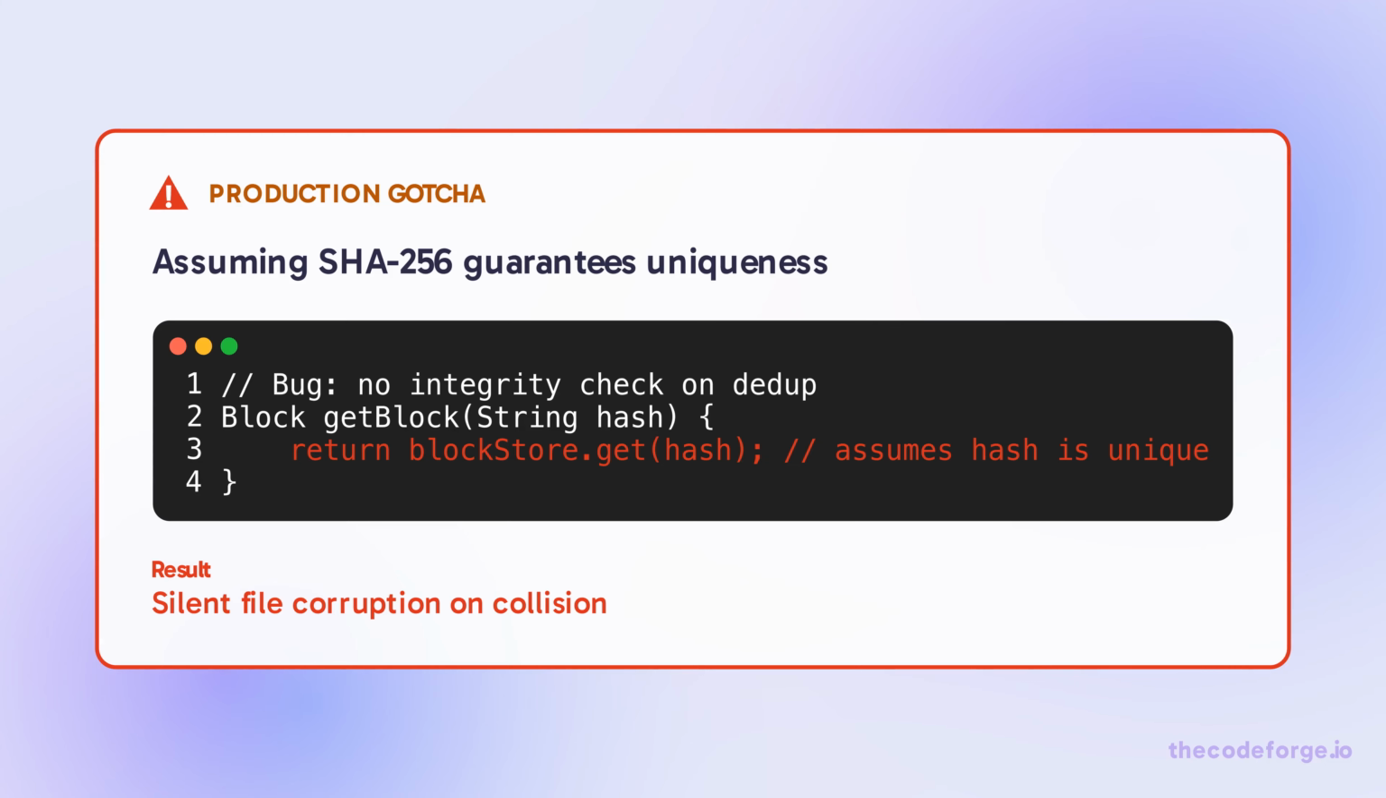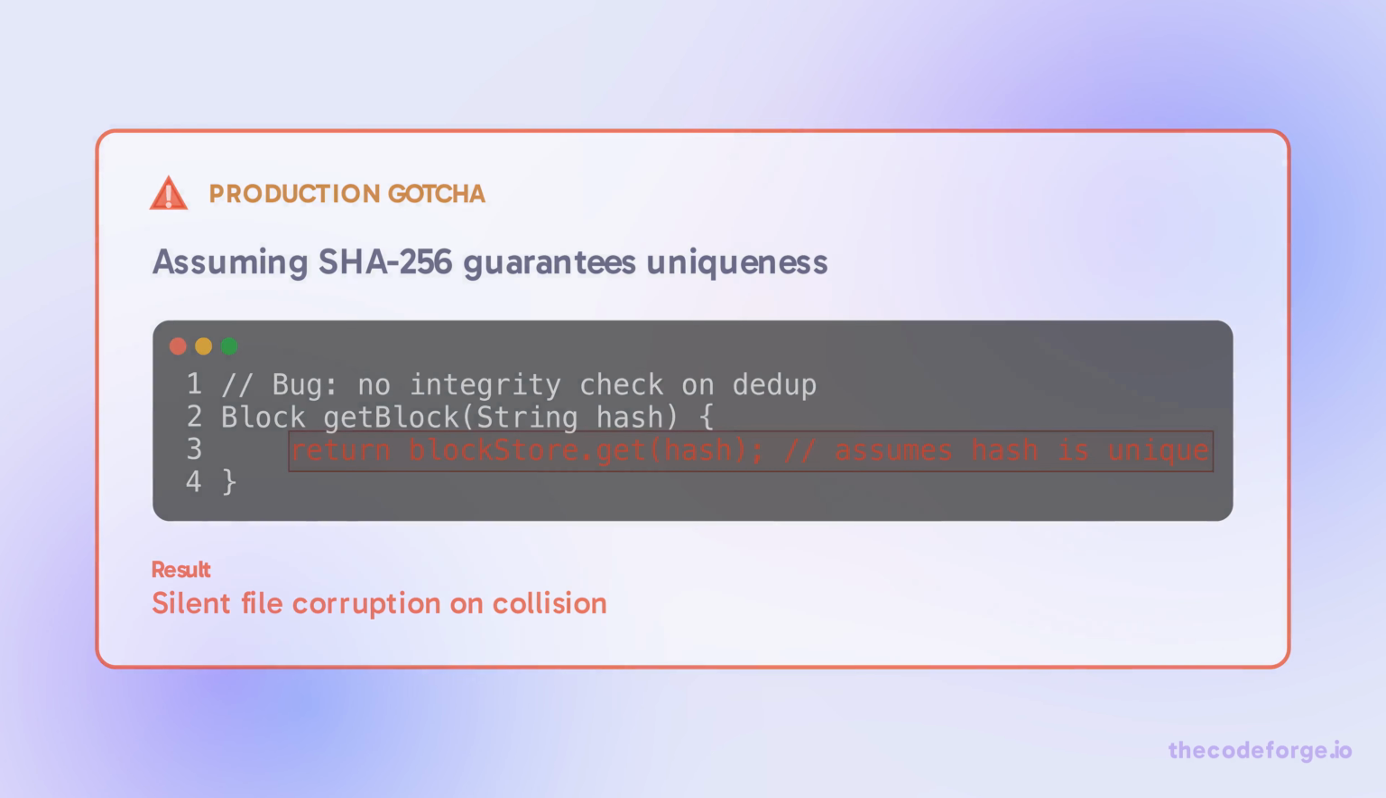Never assume deduplication is lossless without an integrity check layer. Always verify block content on read for mission-critical data. Add a block-level CRC checksum stored alongside the hash for double verification.